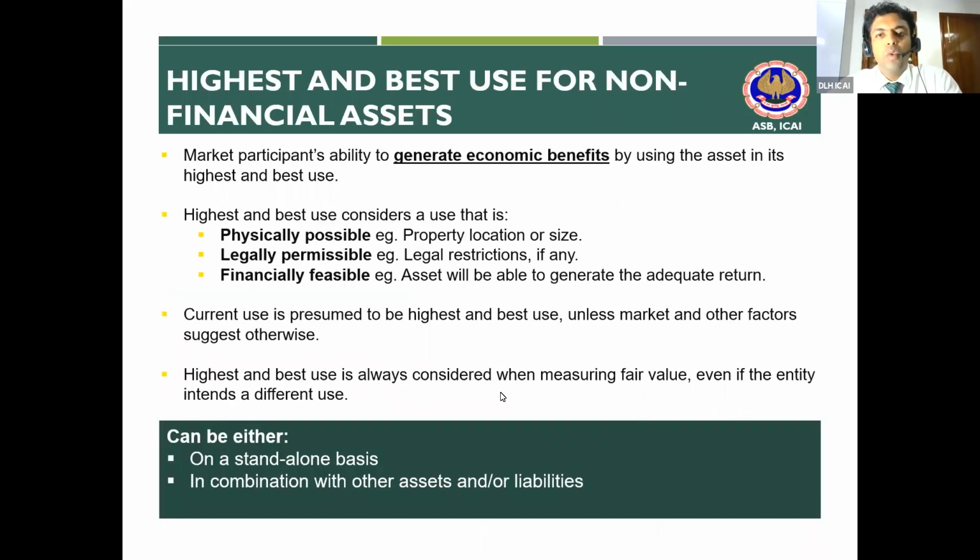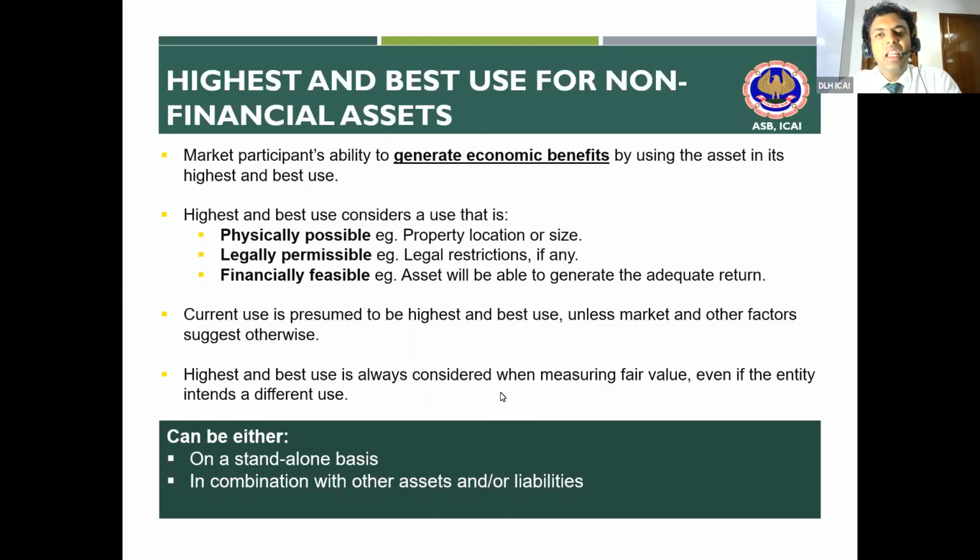So let's understand what is highest and best use for the non-financial asset. A non-financial asset is, for example, a fixed asset, for example, land, building. So these are non-financial assets. Let's understand this. It is the market participant's ability to generate economic benefit by using that asset in its highest and best use. Highest and best use considers various parameters.